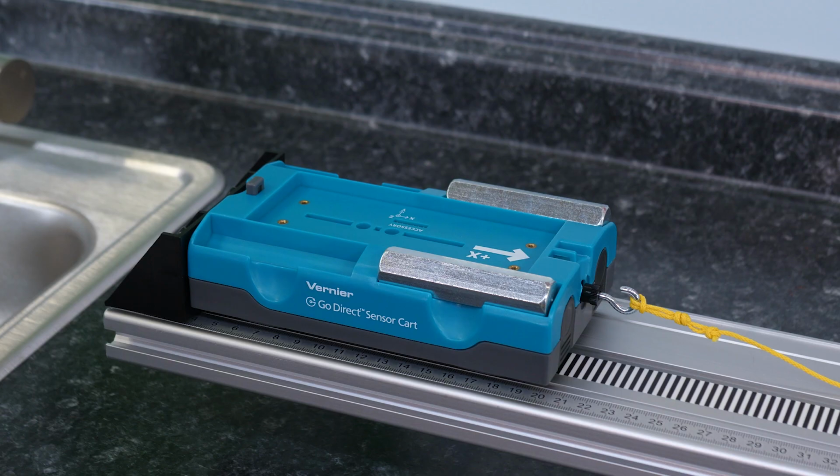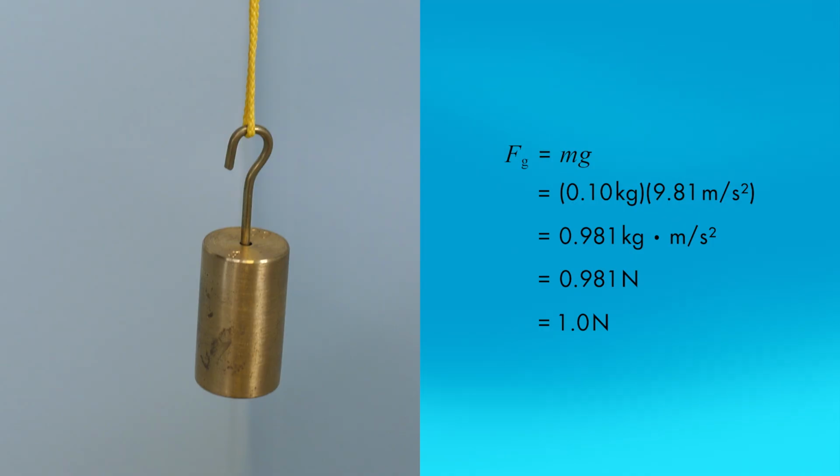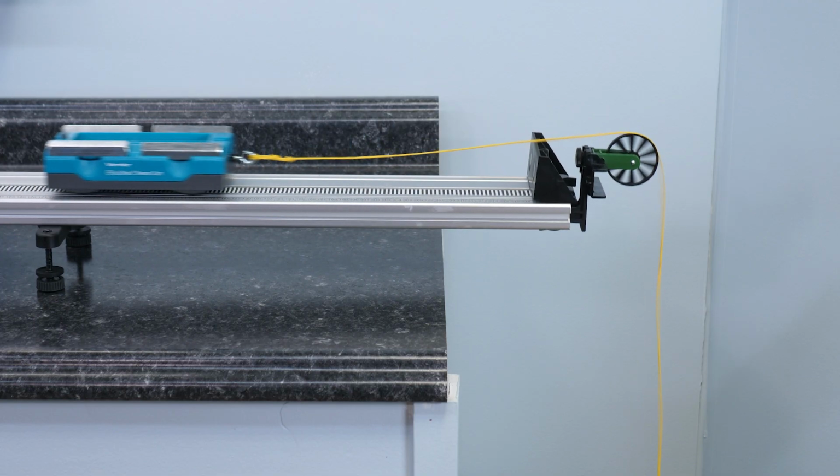In our previous three experiments, we used a dynamics cart with a mass of 0.50 kilograms. We now add two more weights to increase the mass of the cart to 0.75 kilograms. The force is the same as it was in the previous experiment, 1.0 newtons. Let's perform our fourth experiment.